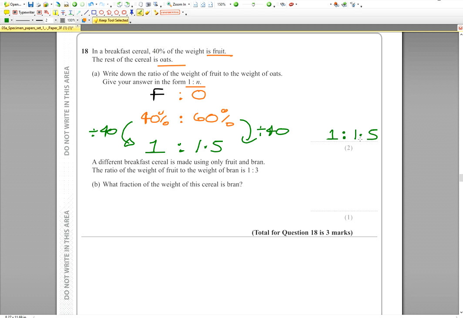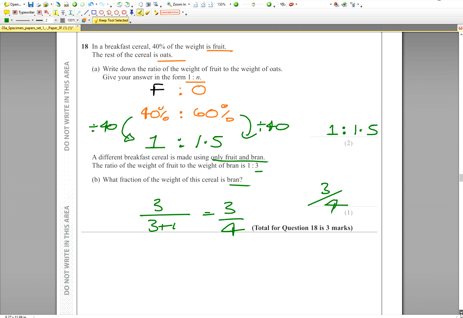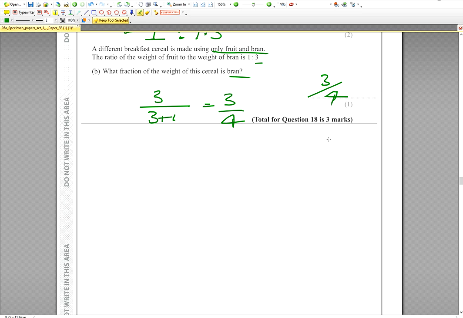Okay, 1.5. Lovely. A different breakfast cereal is made using only fruit and bran. The ratio of the weight of the fruit to the bran is 1 to 3. What fraction of the weight of the cereal is bran? So bran is 3 parts out of 3 and 1, which gives you 3/4. Remember that's three quarters, something quite different from the other. Okay, are you happy with that, students? Yeah.